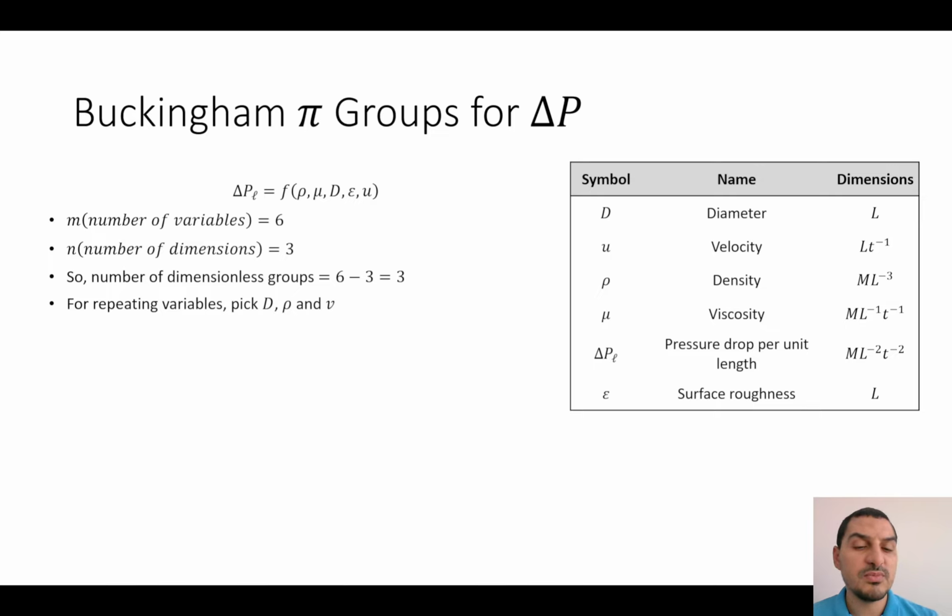Of course, you have some flexibility. You can pick mu instead of rho. You can pick epsilon instead of D. It's fine. But this is what we're going to go with now. And of course, if you pick different repeating variables, the shape of the dimensionless groups will be different at the end. But at the end of the day, this is a method for developing the dimensionless groups, and then the experiments will show if they are good dimensionless groups or not.